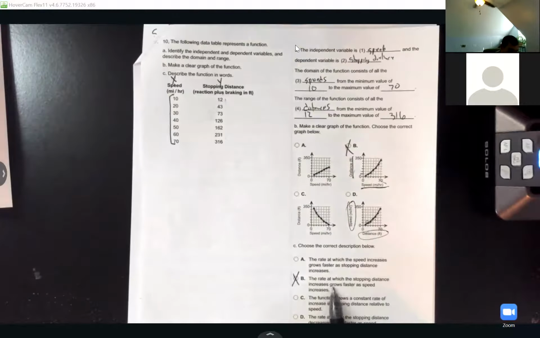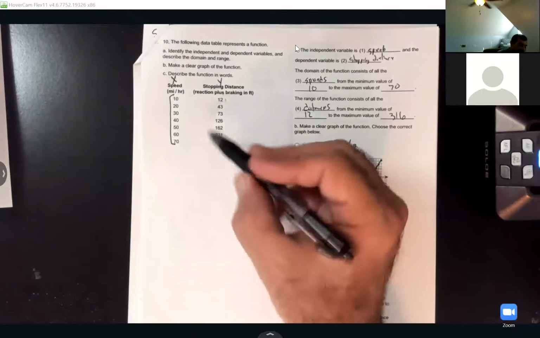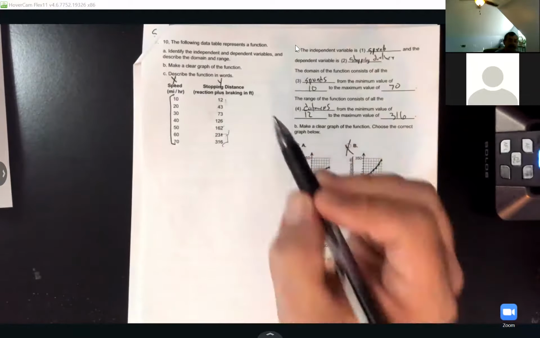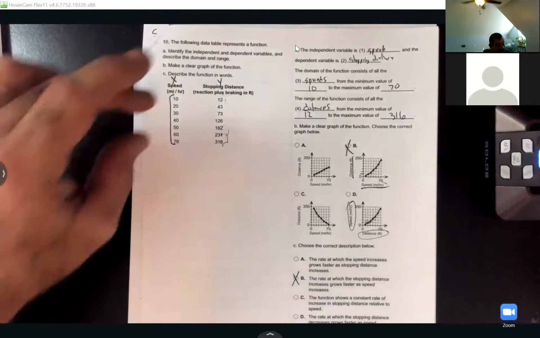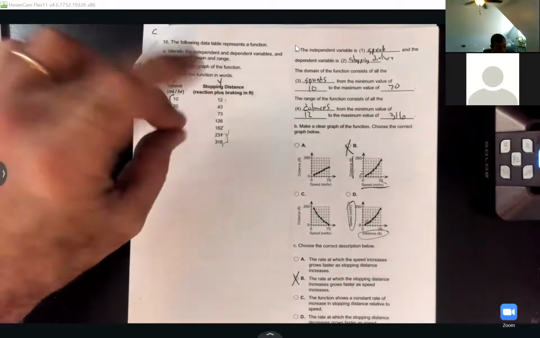And then on that, I said the rate at which the stopping distance increases grows faster as the speed increases. Okay, so you're getting a lot greater distances on these faster speeds than you did on these slower speeds.